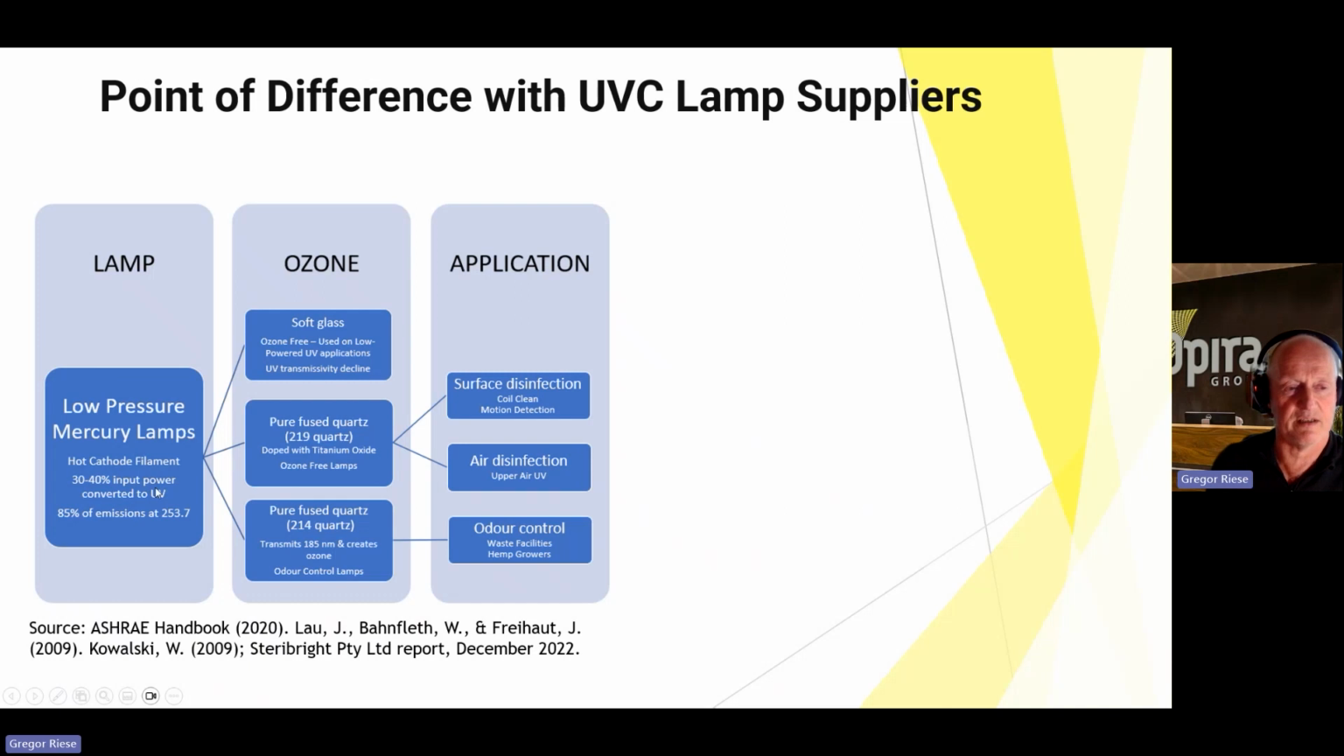Around 30 to 40% of the input power is converted to UV, and about 85% of the emissions, there's some in the blue light area that's visible, but 85% of the emissions are in the 254 range.